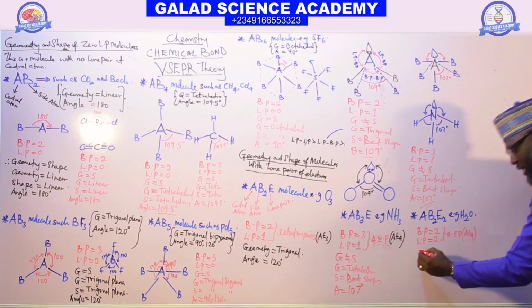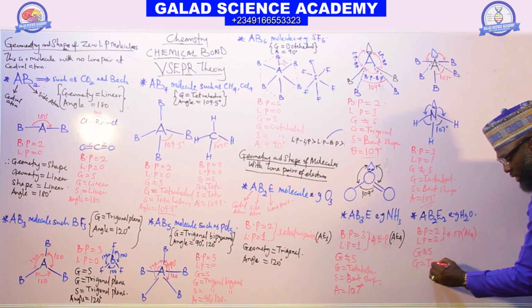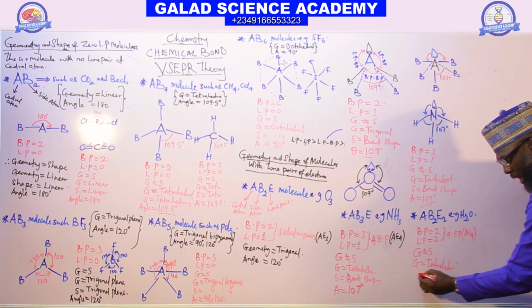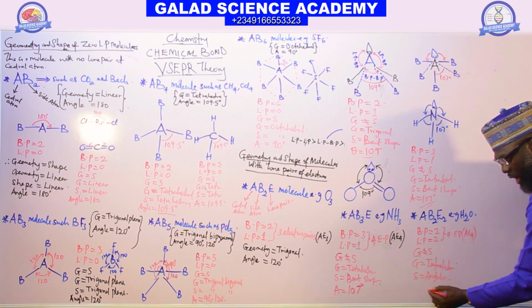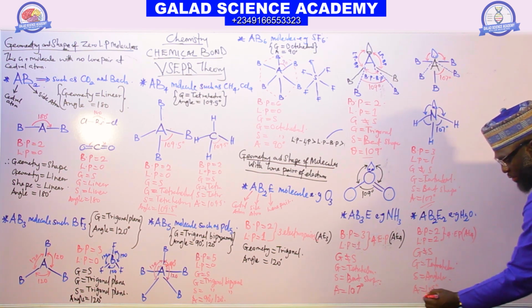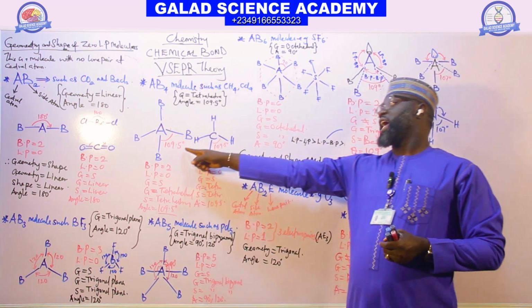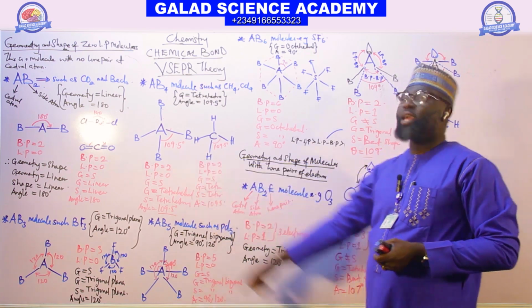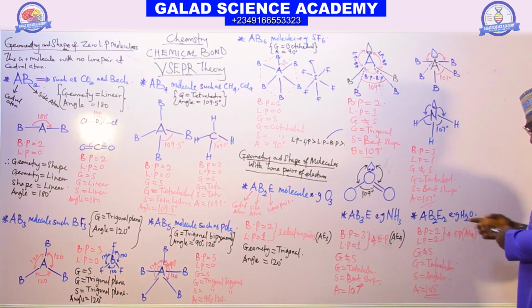So if it's AX4, what will be the geometry? Geometry is not equal to the shape. Geometry is tetrahedral, and the shape is angular. And the angle is 105. You can see that for tetrahedral, the original angle is 109, but ammonia, which has 1 lone pair, is reduced to 107.